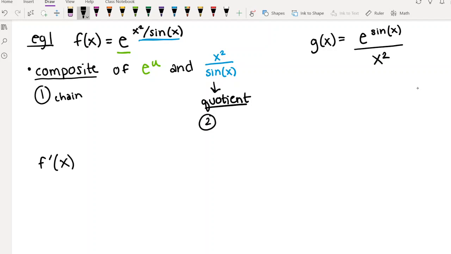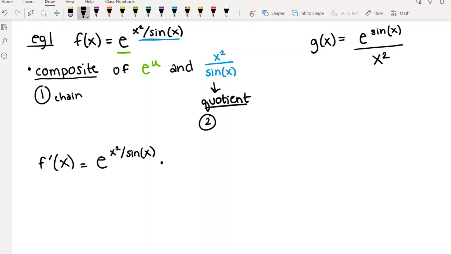Okay, so what will this chain rule look like? Well, again, we want to look at the outside function. Remember that the derivative of e to the x, or e to the u, is just e to the u, right? It's just itself. So whenever you're doing the chain rule and you have e to some complicated power, the first part of the derivative is just going to be the function itself. It's just going to be e to the x squared divided by sine of x, because that's the outer part of the derivative.